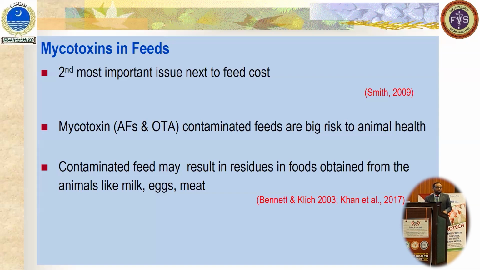Mycotoxin in feed is the second most important issue faced by the global poultry industry, after high feed prices. If we give numbering to the issues, the first important issue of the industry is high feed prices, and the second is mycotoxins, because these are unavoidable contaminants of agricultural commodities. Mycotoxin-contaminated feed is a big risk to animal health. Contaminated feed may result in residues in food of animal origin like milk, meat, and eggs, and ultimately it will affect the end users.